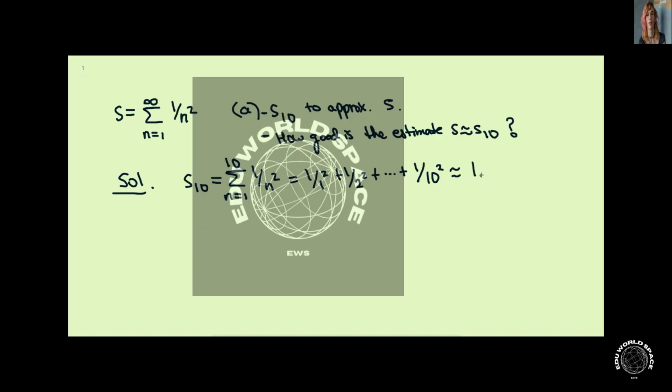And just round off here. Let's see, 1.549768. And then, so that's an approximation to S.